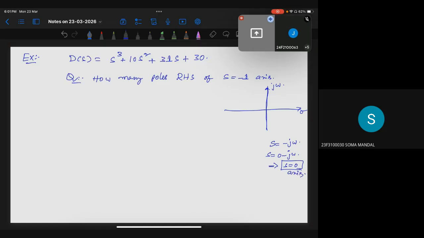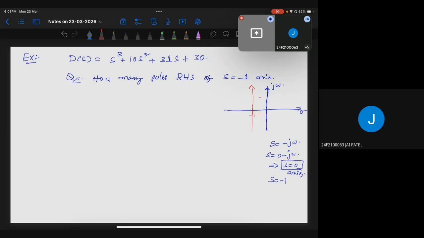Till now, we have only been checking how many poles are there on the left side and right side of this axis. Now my question is, I'm taking S equals -1. What does this mean? The axis is shifted to the left side, to -1. We want to see how many poles are on the left side of this line using RH criteria. There is a possibility that poles may also exist on the RHS.